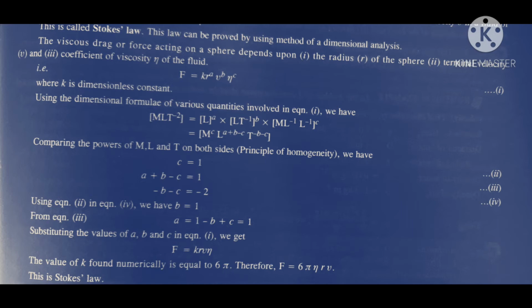the dimensional formula of force is M L T to the power minus 2, radius is L, velocity is L T to the power minus 1, and coefficient of viscosity eta is M L to the power minus 1 T to the power minus 1. Now we compare the dimensions. Therefore from the right hand side, M raised to power c, L raised to power a plus b minus c, T raised to power minus b minus c.